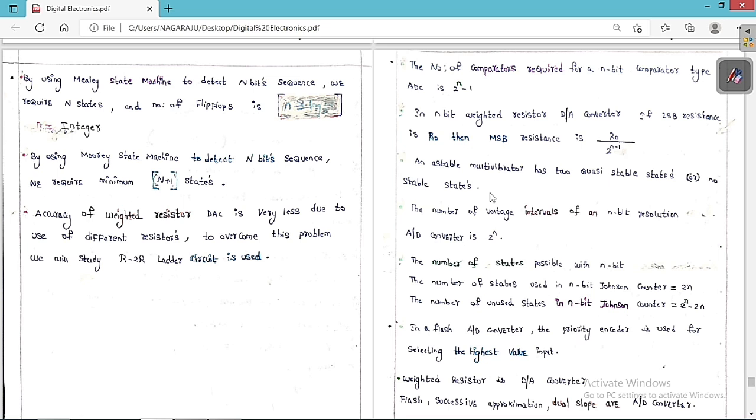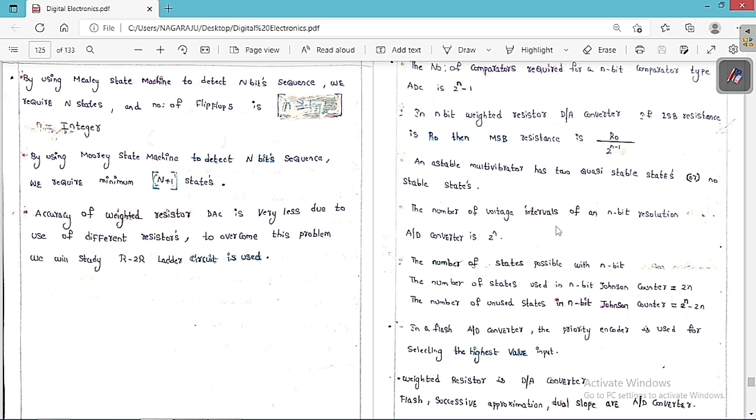This is a very important thing that you always have to keep in your mind: an astable multivibrator has two quasi-stable states or no stable state, whereas a bistable multivibrator has two stable states.